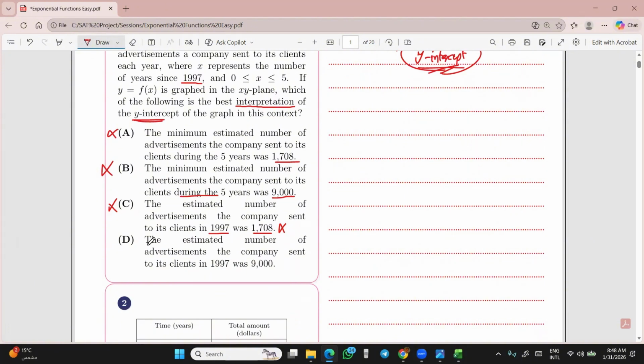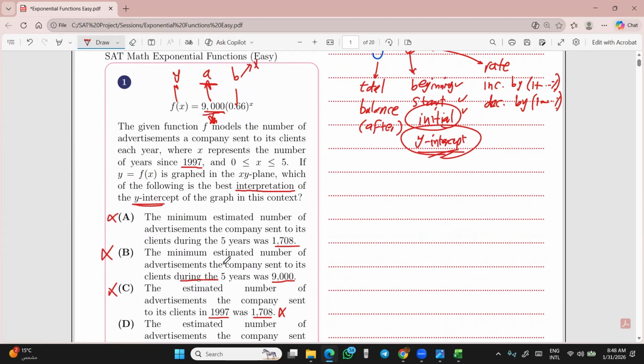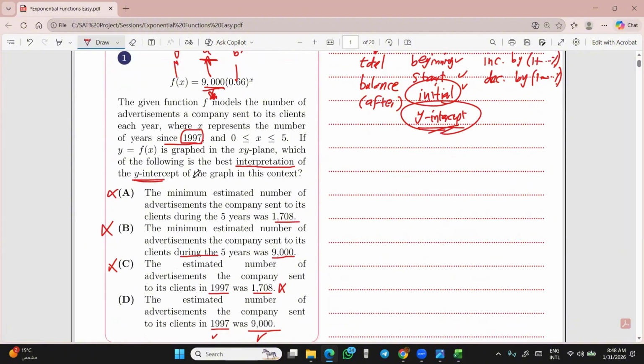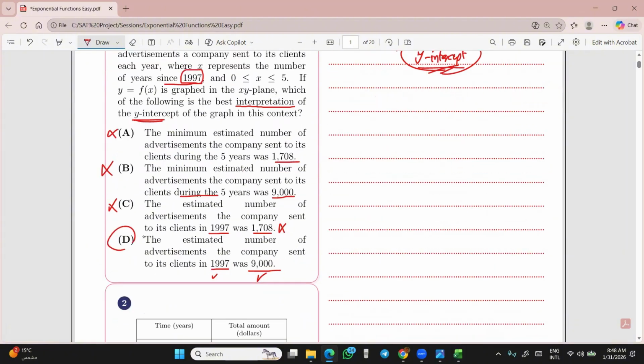But look at letter B. The estimated number of advertisements the company sent to its clients in 1997 was 9,000. Yeah, 9,000 is the correct answer. And also, 1997 is the starting point. Look at this: since 1997, it means this is the starting point. This is the initial period or initial phase or the beginning of the experiment. This is why letter D is the correct answer.